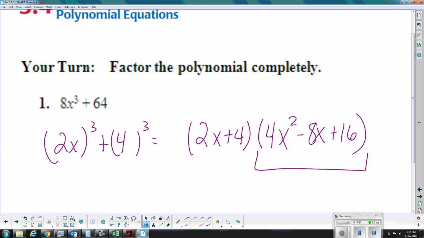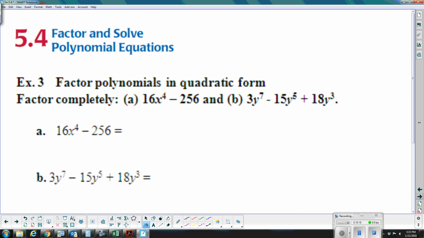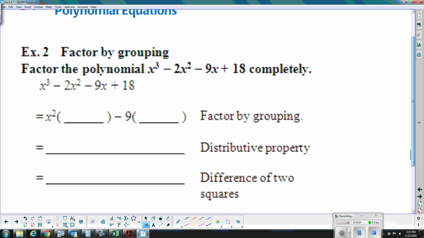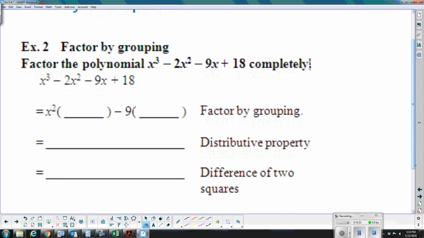because in all terms you can factor out 2, and then in the second polynomial, you can factor out 4 for each of those. So it's not prime, but it's not factorable further. So it is factored completely. It's just not prime. All right, let's look at this next section, factor by grouping.